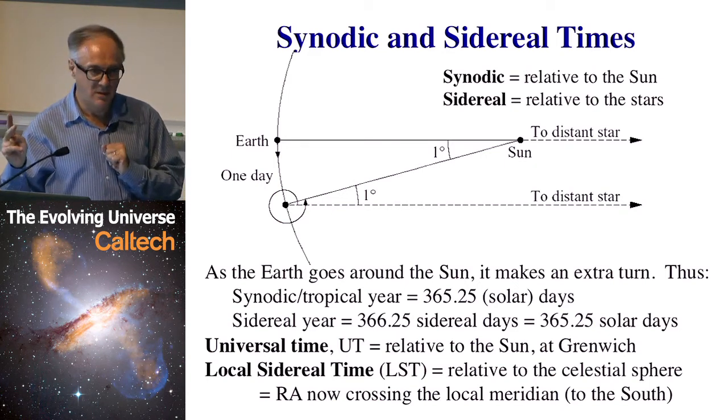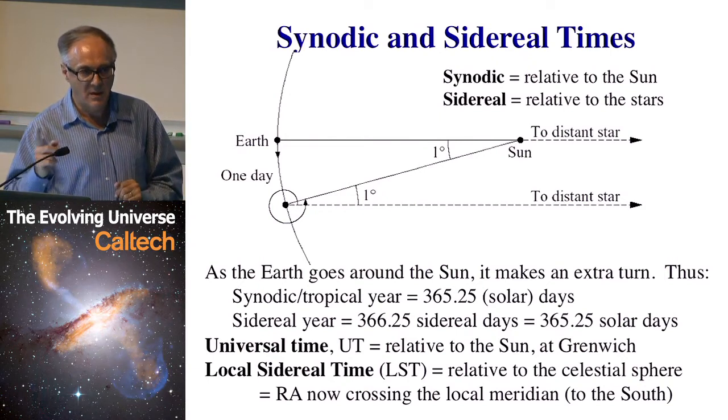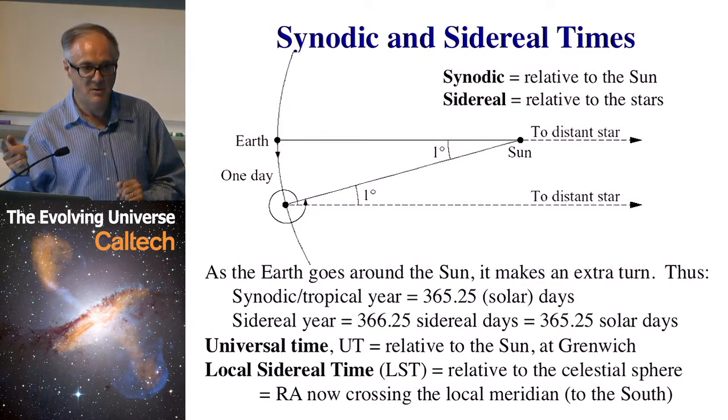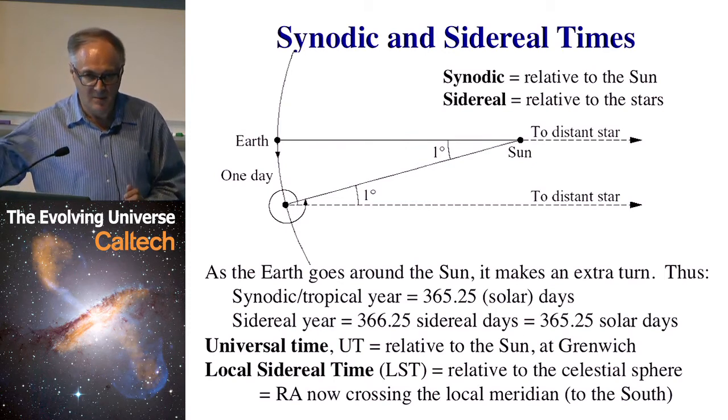There is synodic, relative to the sun, that's what you usually think of as time. And there is sidereal, which has one extra day per year. And that one is relevant for astronomical observations because who cares how Earth turns? It's what happens on the celestial sphere.